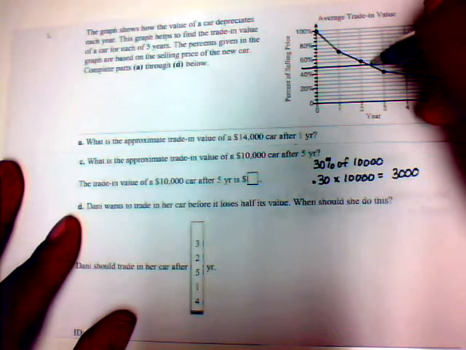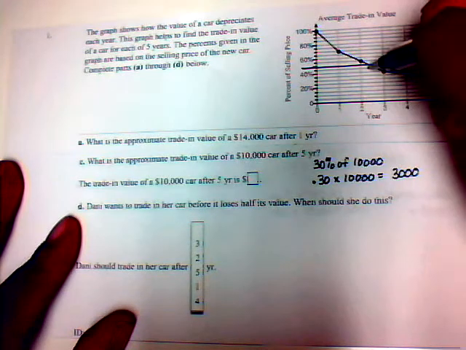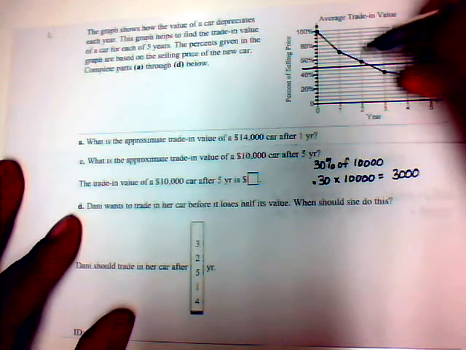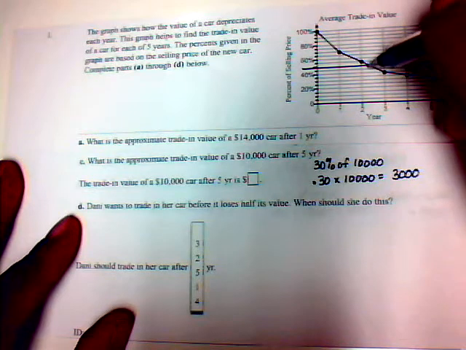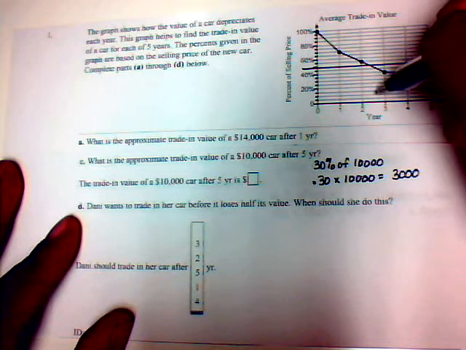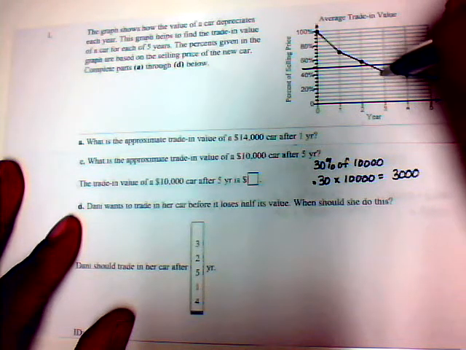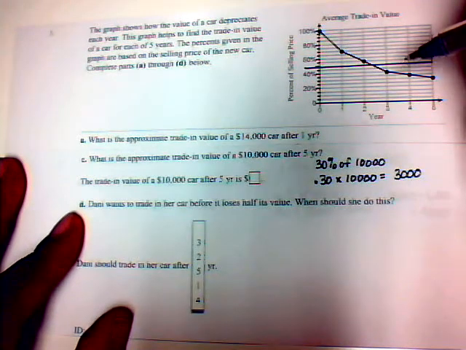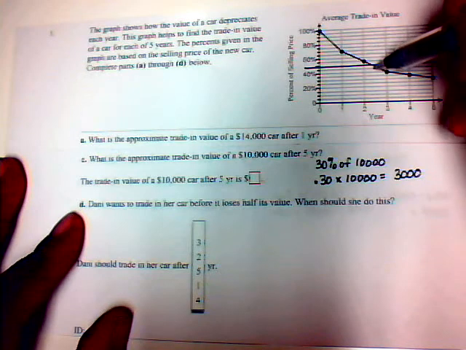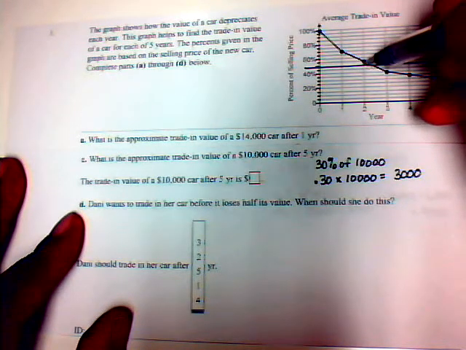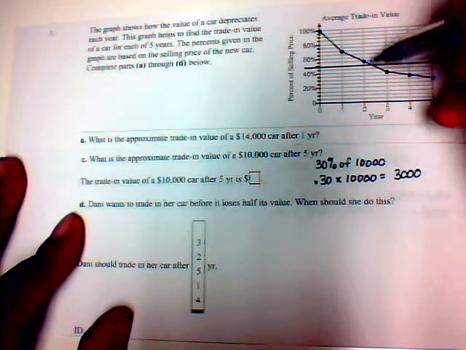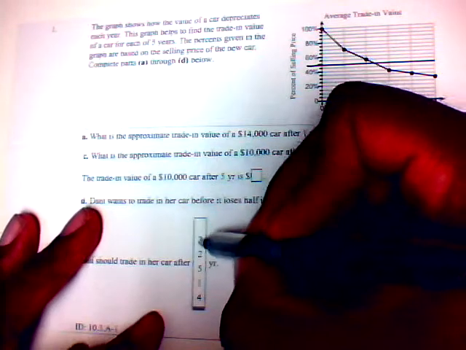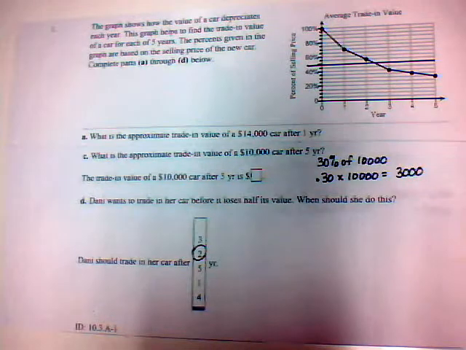if she wants to sell the car before it loses half of its value, which is 50%, that means she needs to sell that car before the third year because it's going to reach 50% between the second and the third year. So before the third year, she should do this. So actually, it's going to be around the second year she needs to do this. She needs to trade in the car before it loses half the value. Okay.